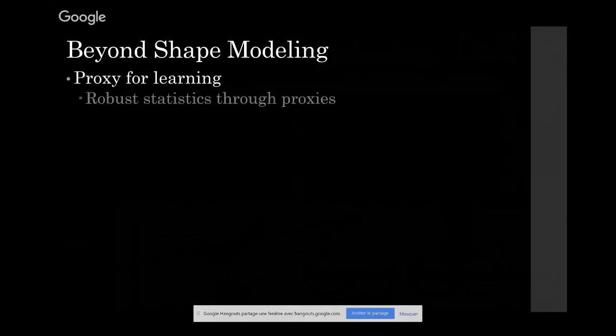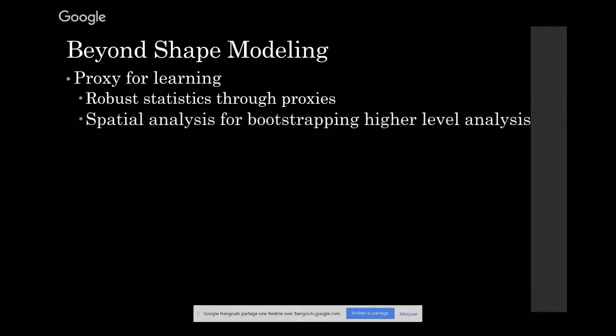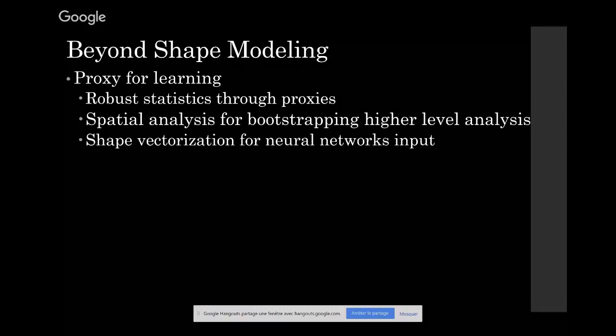Second, proxy for machine learning in general. I think proxy can act as a good support for laying down robust statistics over complex objects. Maybe not as the sole tool for performing shape analysis or machine learning on shape analysis, but to bootstrap higher level algorithms once you already recognize the global class or global structure of your shape thanks to the proxy.